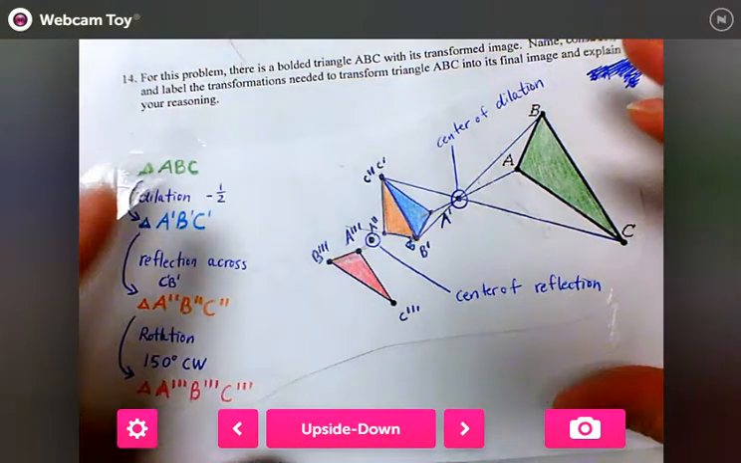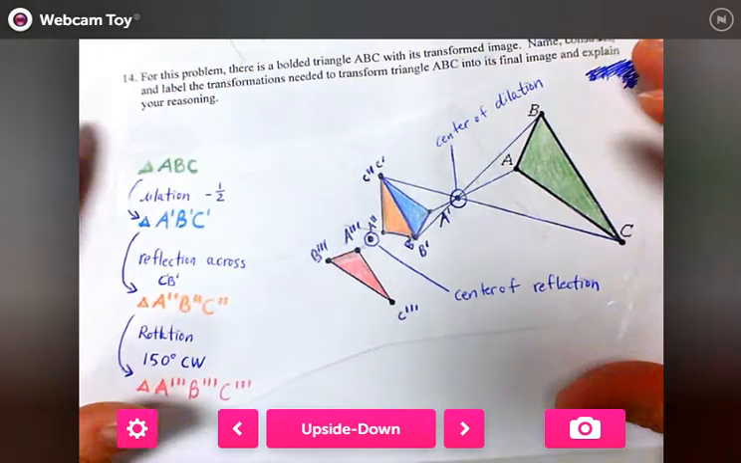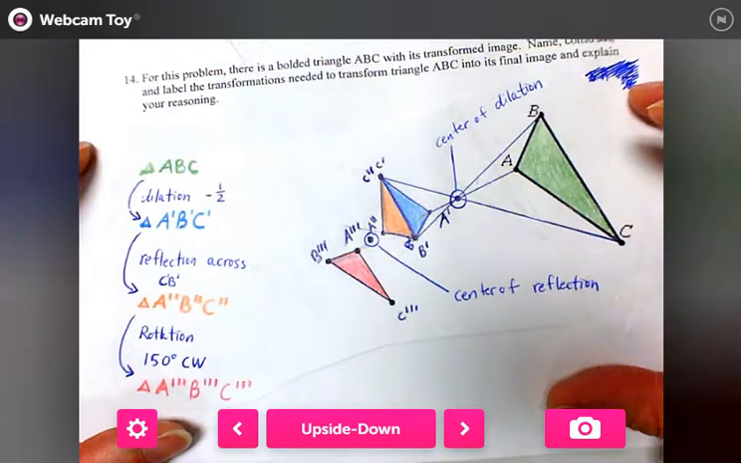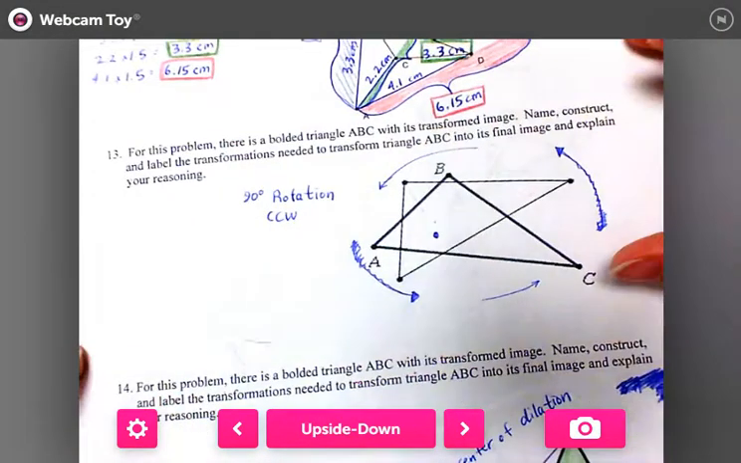This is a hard one. If this is too hard, don't do this one last. I don't even know if this is on the quiz, actually, the test. Okay? I think you're just going to have 13 and 12.